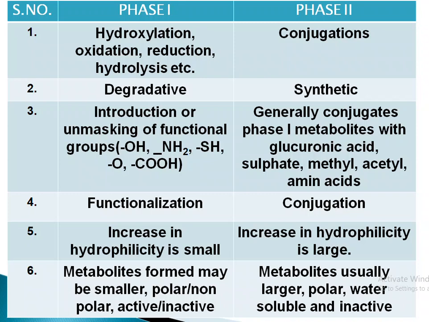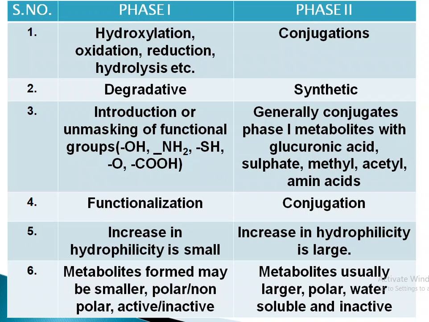Phase 2 reactions only involve conjugation reactions, whereas phase 1 reactions involve hydroxylation, oxidation, reduction, and hydrolysis. Phase 1 reactions are degradative and phase 2 reactions are synthetic. In phase 1 reactions, there is an introduction or unmasking of a functional group such as hydroxyl, NH2, SH, oxygen, or COOH group. Whereas phase 2 reactions generally conjugate phase 1 metabolites with glucuronic acid, sulfate, methyl, acetyl, or amino acids. Therefore, phase 1 reactions are called functionalization reactions, whereas phase 2 reactions are called conjugation reactions.